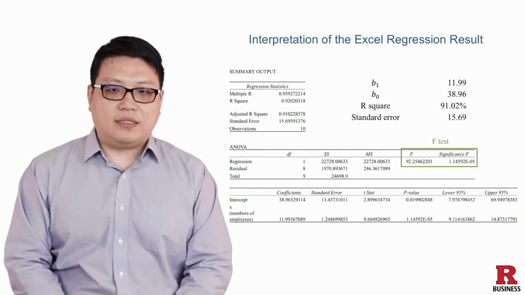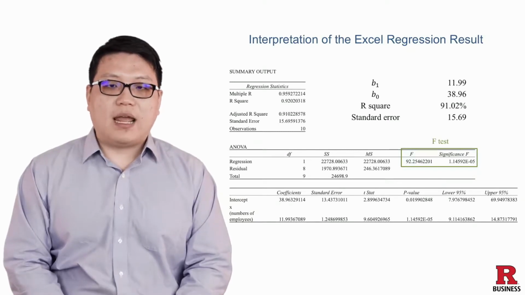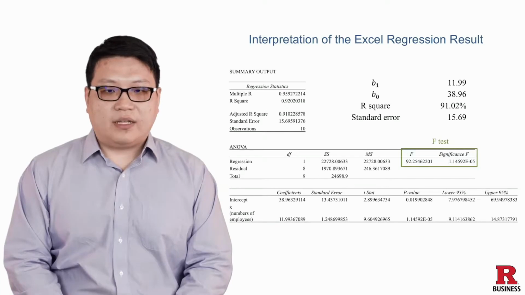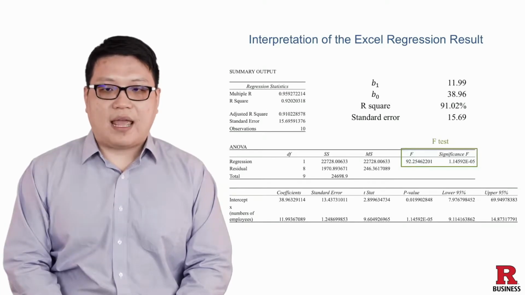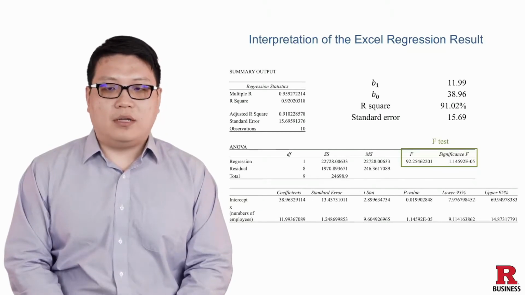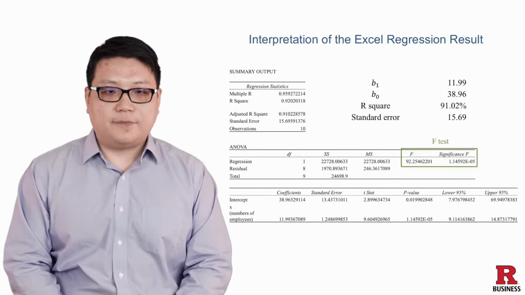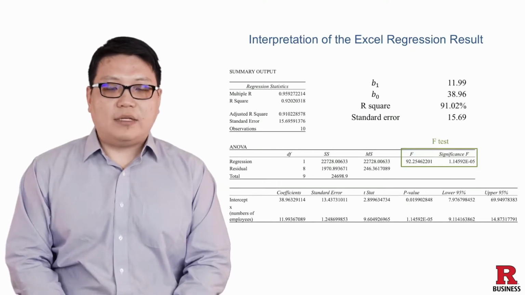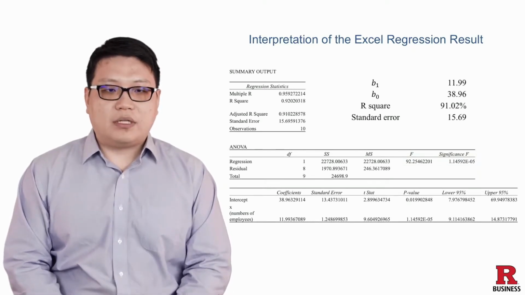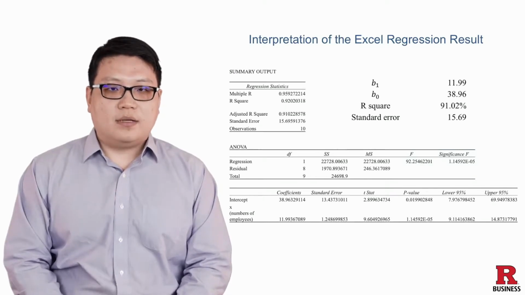So the way to interpret this result here is we look at the number under F and the number of significance F. If you find the F score is significantly higher than the significance F, that means our model is significant, which means our model has some meaningful insights in that. And finally, this coefficient table tells you the number of B0 and B1.